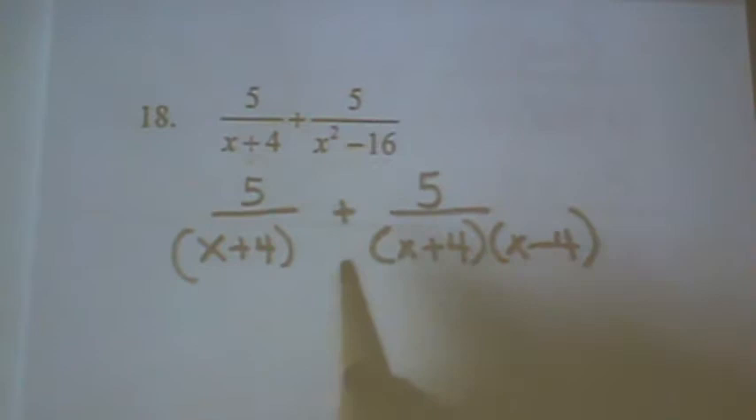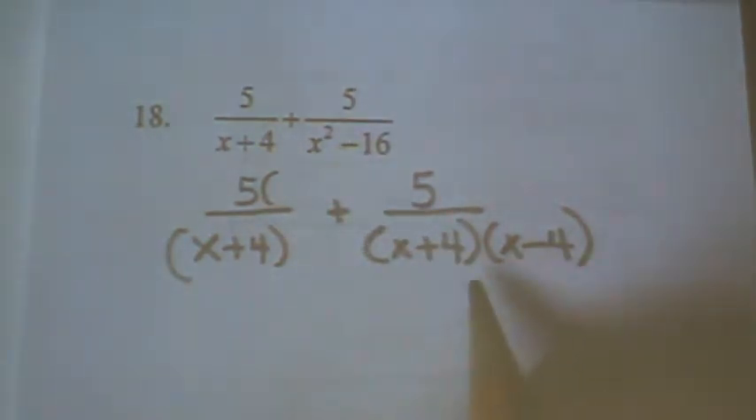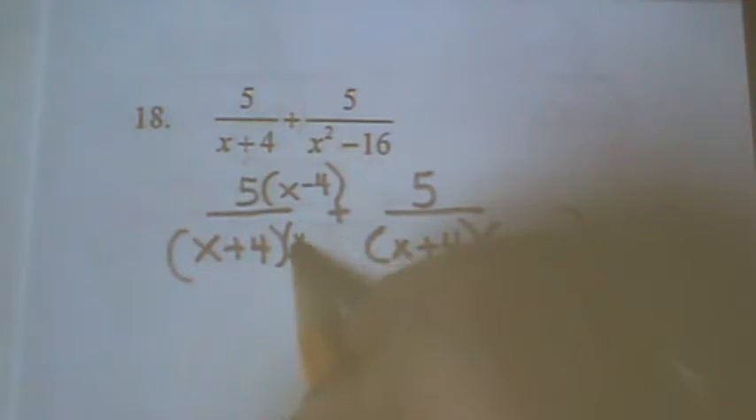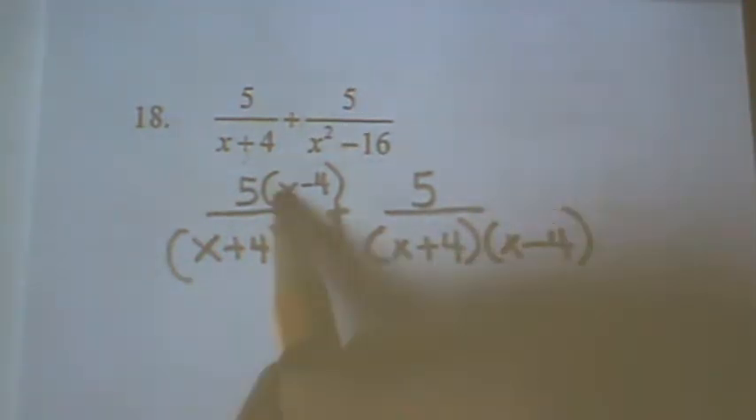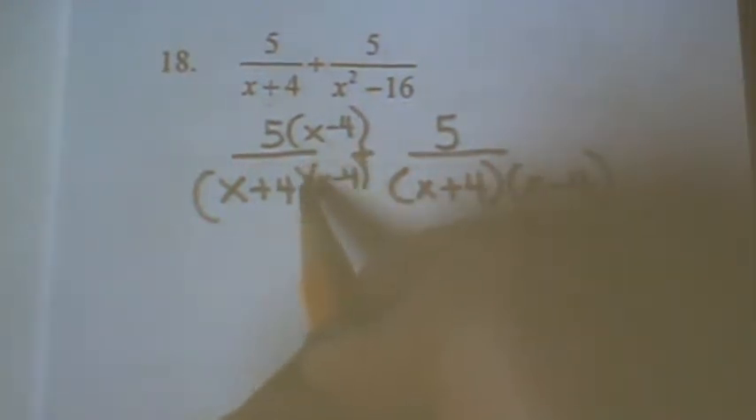So we can't add these up because they have two different denominators, but this one's not that bad. So what you want to do is multiply, the common denominator is x plus 4, x minus 4. So all you have to do for this one is multiply this first fraction by x minus 4 over x minus 4. Simple as that. So you get for this 5x minus 20.